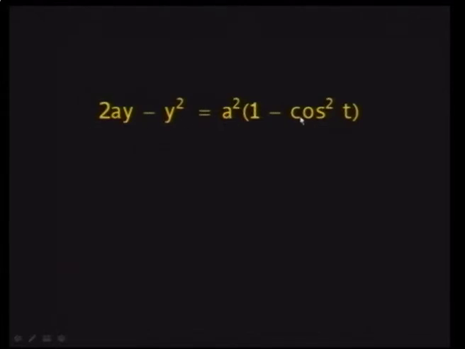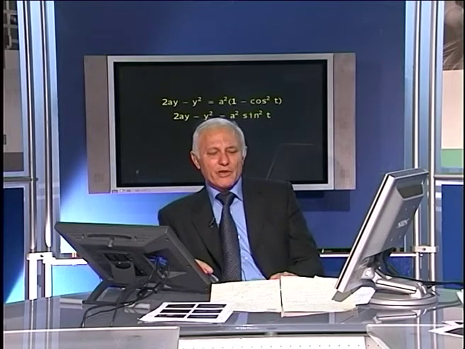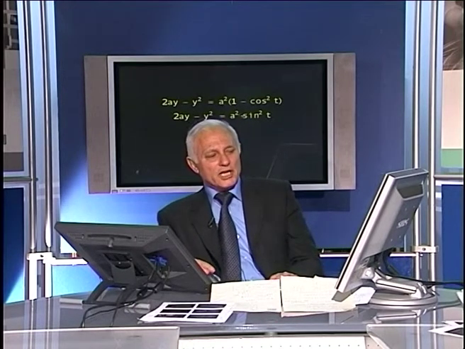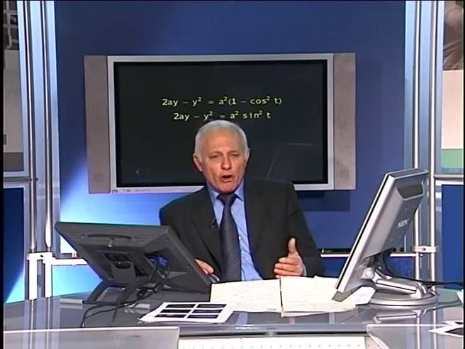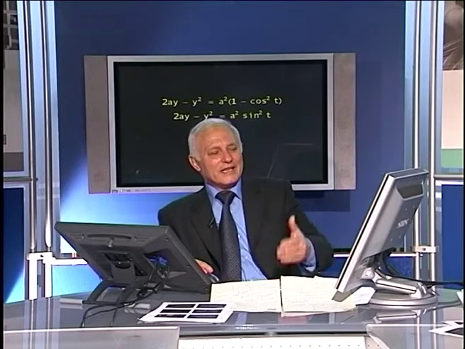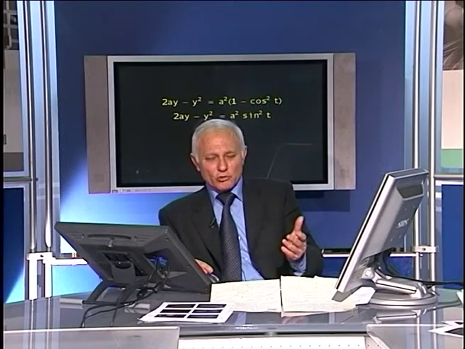But 1 minus cosine squared t is equal to sine squared t. So again here you have 2ay minus y squared is equal to a squared sine squared t. Of course, you may lose the steps, because I myself find difficulty in obtaining this, or in finding what kind of steps I should follow until I end up with an implicit equation. So it's not all the time easy.